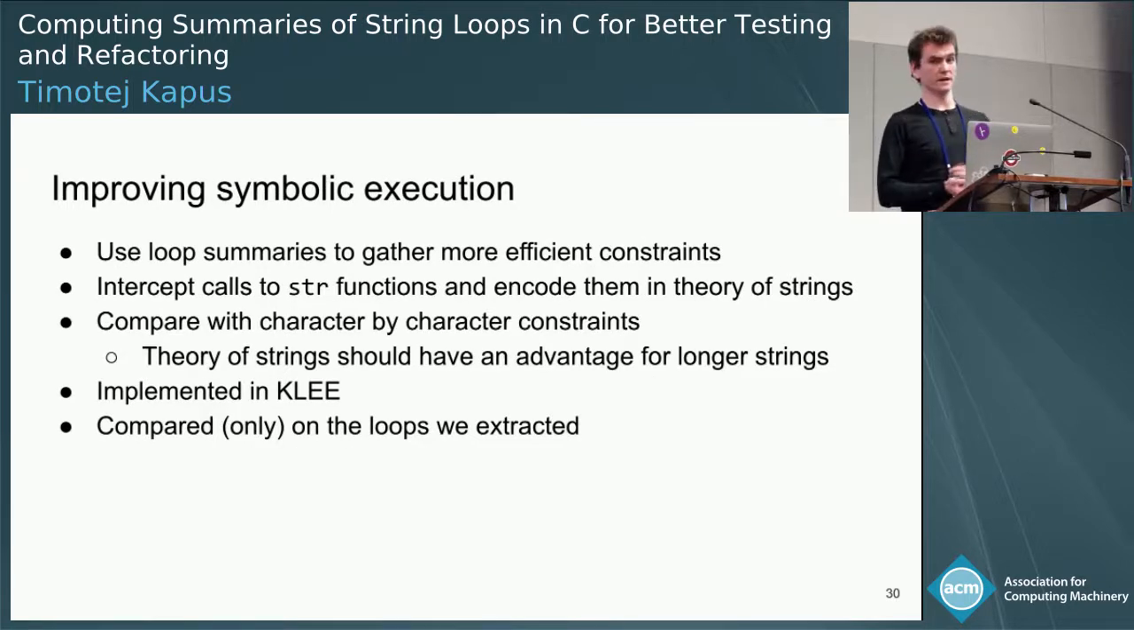Next, we look into the impact of these loop summaries on symbolic execution. The idea is to use them to gather more efficient constraints. The way we did this is to intercept calls to str functions and encode them in the theory of strings, and compare them with the vanilla KLEE approach, where we compare with character-by-character constraints. The idea here is that the theory of strings should have an advantage for longer strings.